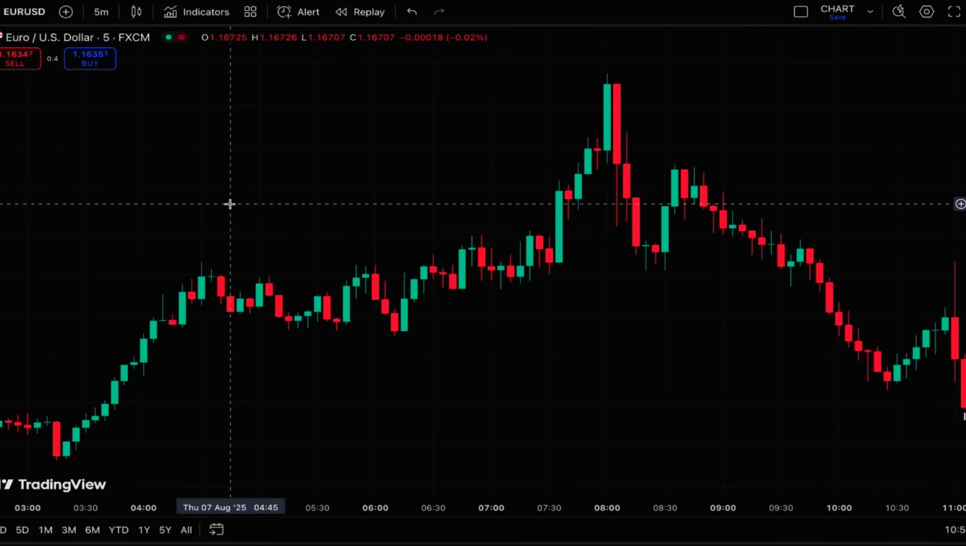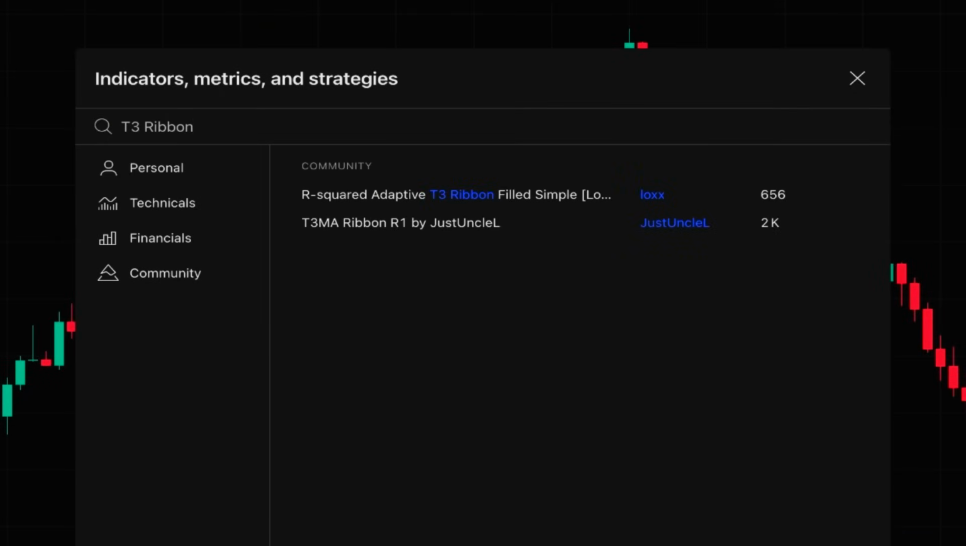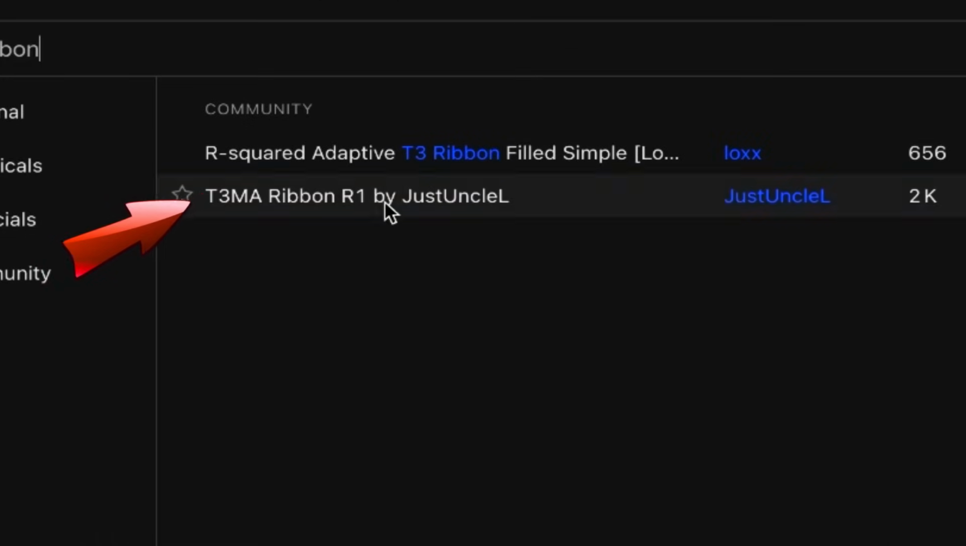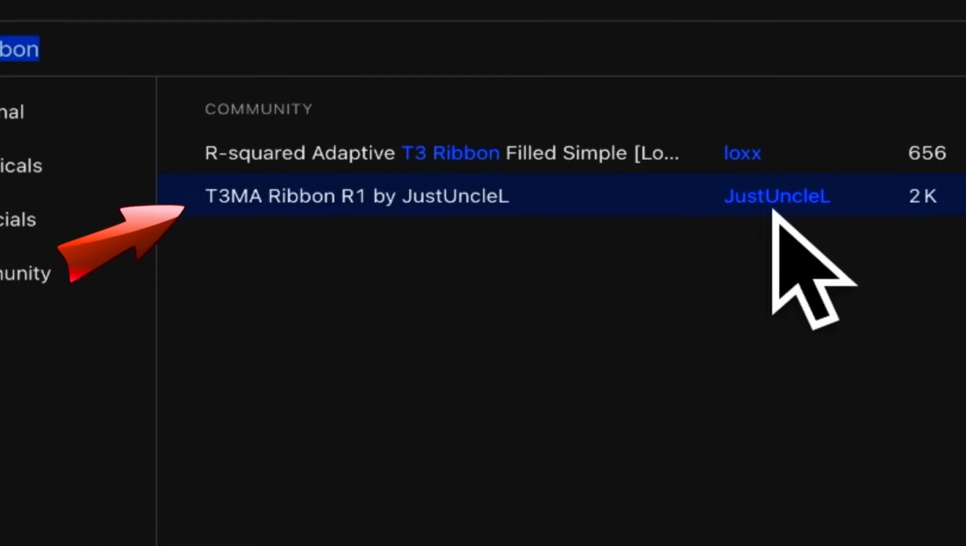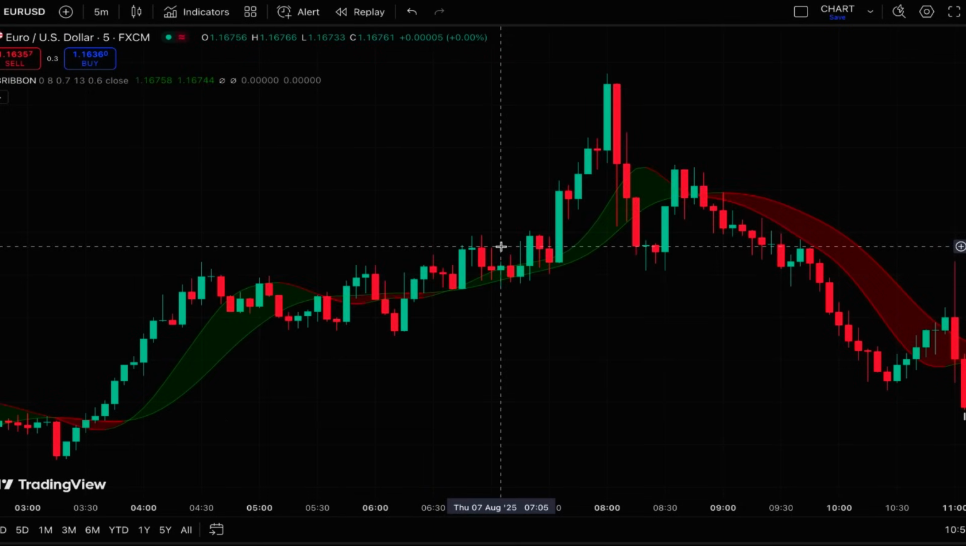In this trading strategy, we have two indicators. To add the first indicator, we click on indicators and search T3 ribbon, this one, which is written by Uncle L. This is the indicator, and as you can see, it's overlaid on the price chart. We need to change its settings.